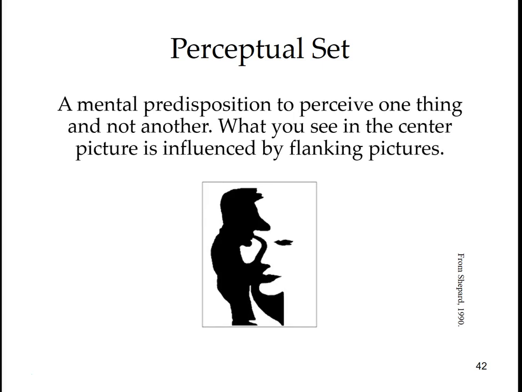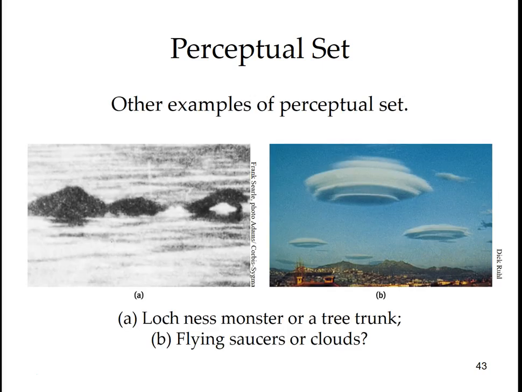A mental predisposition to perceive one thing and not another is your perceptual set, and what you see in the center of the picture is influenced by the flanking pictures. Other examples of the perceptual set are these pictures here.